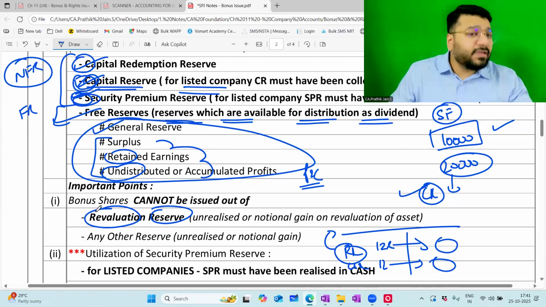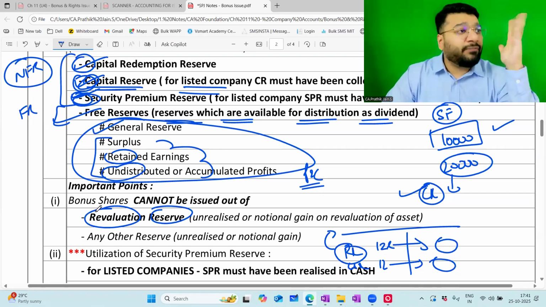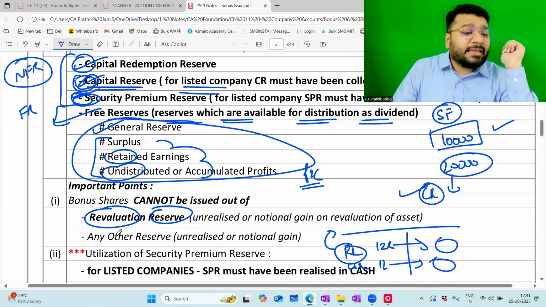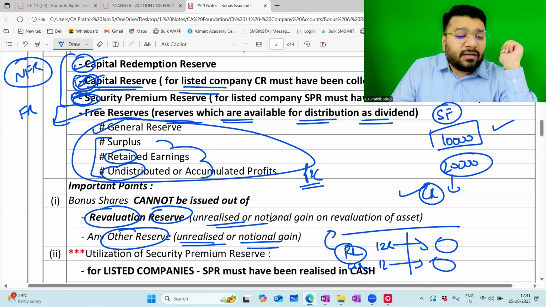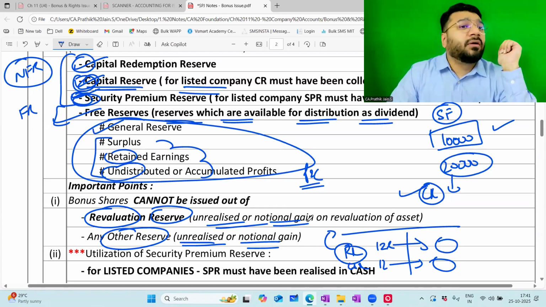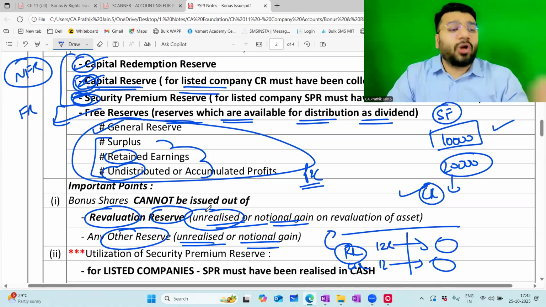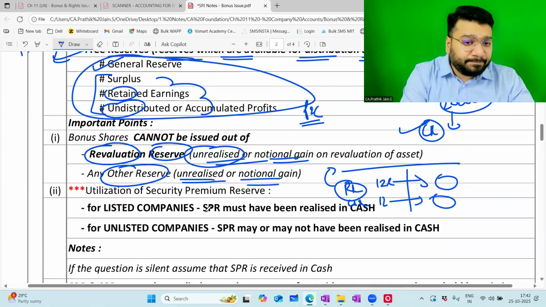So revaluation reserve is actually not a cash flow item. Therefore, we should not consider this for the purpose of issue of bonus shares. Like that, if there is any other reserve which is having unrealized or notional gain, like revaluation reserve, we should not consider that for bonus issue. The 12 lakh is what? Notional gain. Another name is unrealized gain. That should not be considered. Okay or not okay? Next.